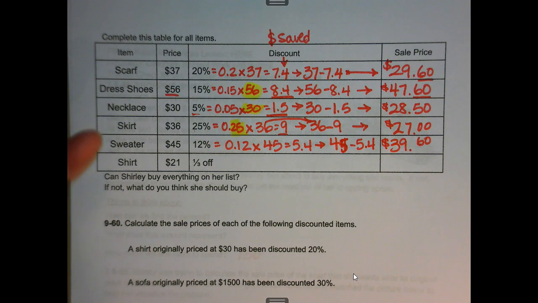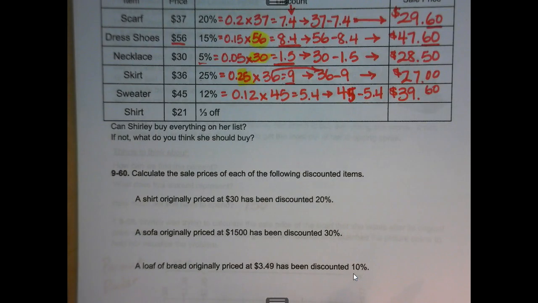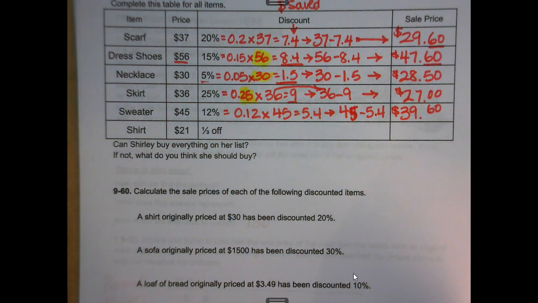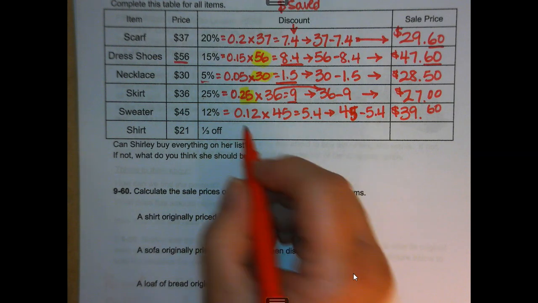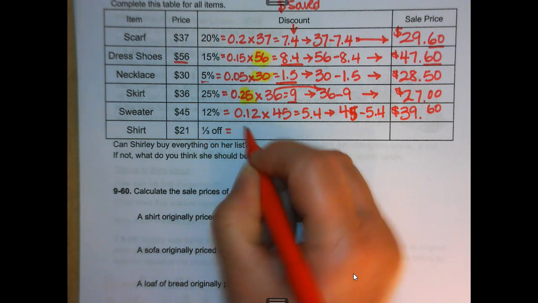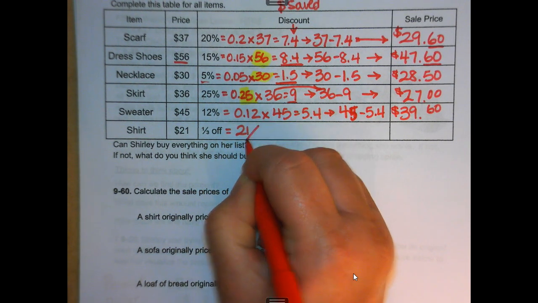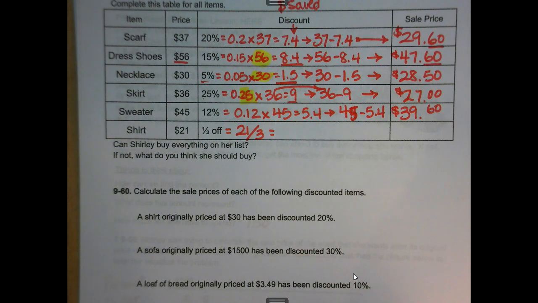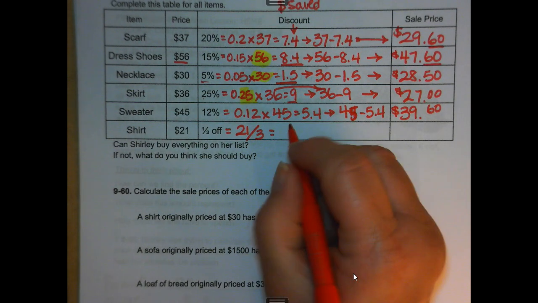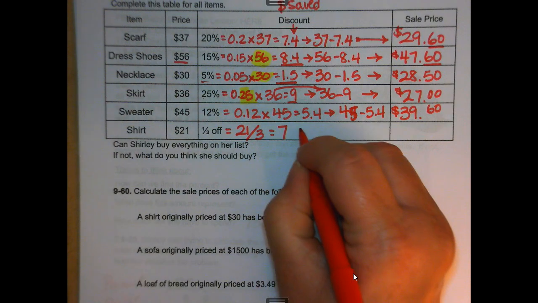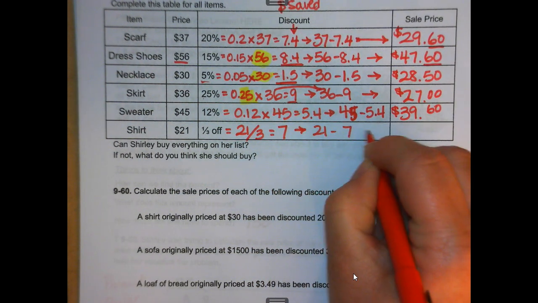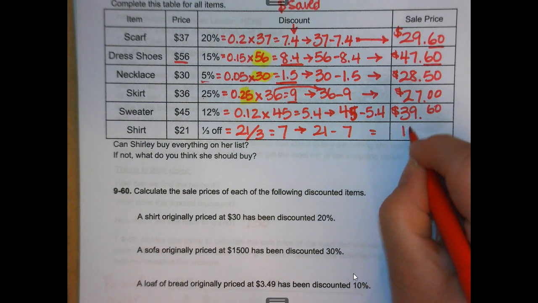And the last one I'm going to do a little bit differently. If I know that 21 is my original price, I can do 21 divided by 3, because that will give me what each third is of the 21. And 21 divided by 3 is 7. And so I can subtract, I can do 21, take away 7, and that gives me 14.